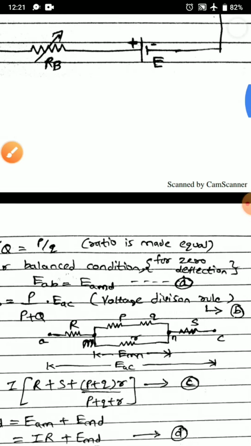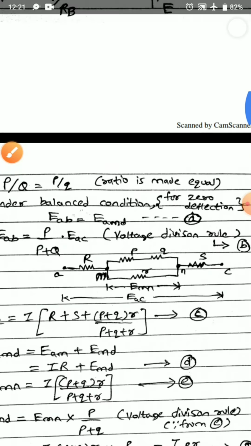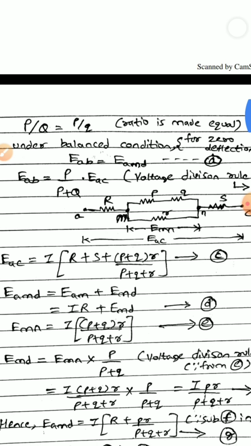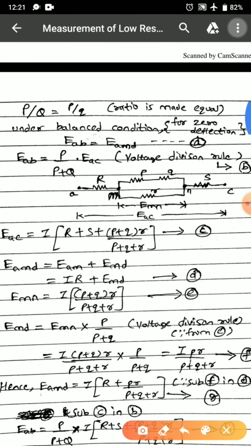Now this is resketched here. In between point A and C, I can clearly see that capital R is connected, and small p, small q, small r, that is P, Q and R, these are in parallel, and this combination is in series with R and S resistor.